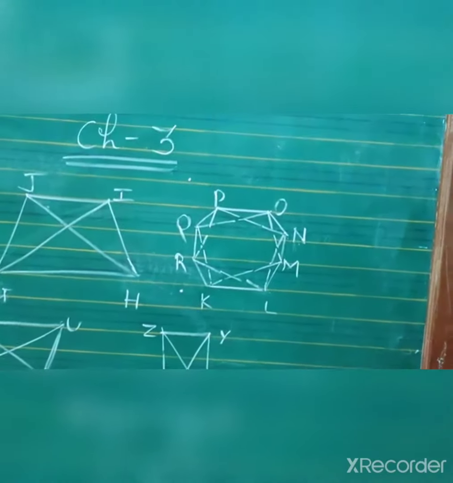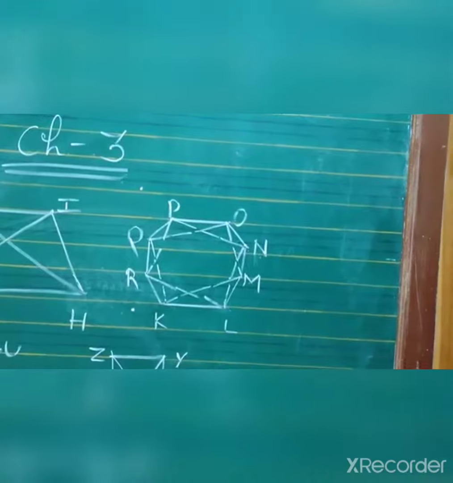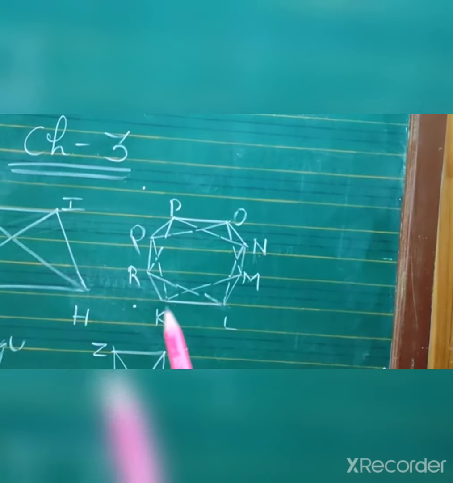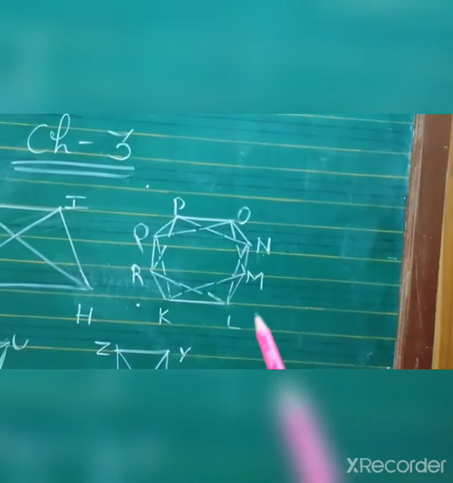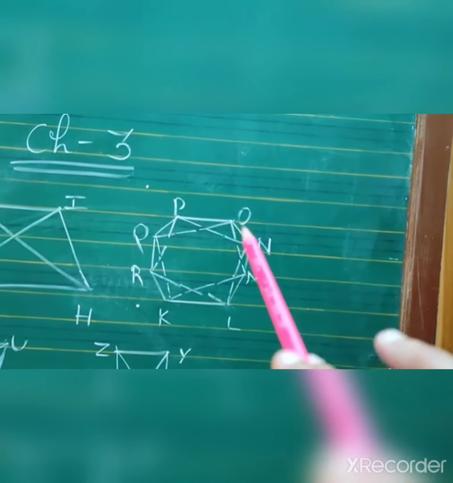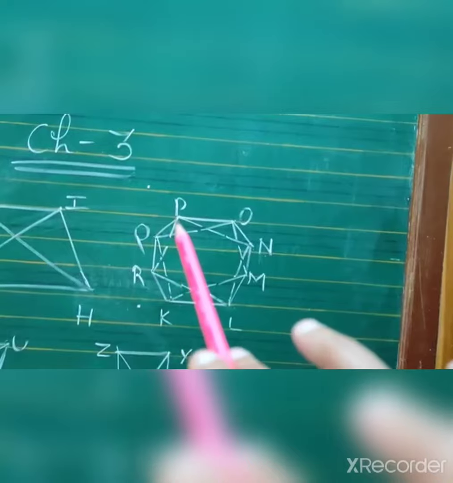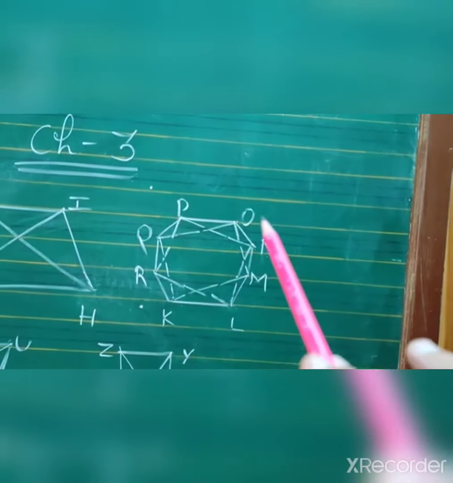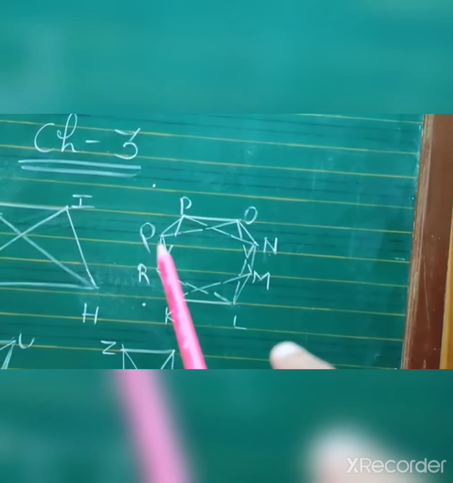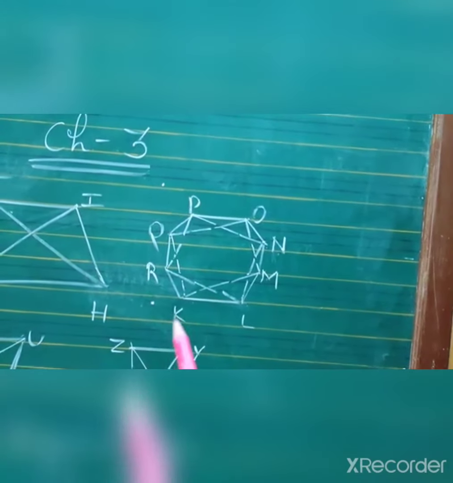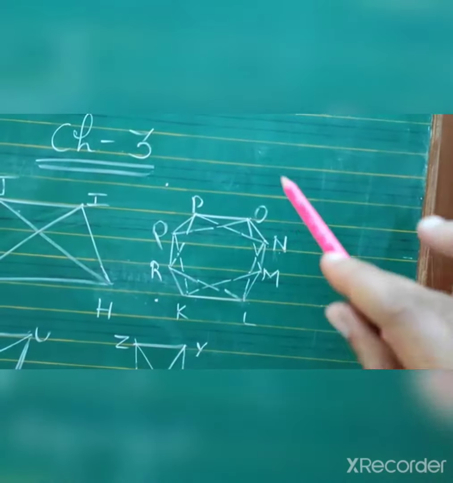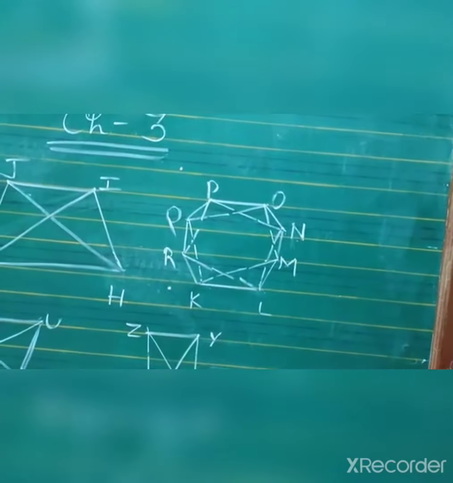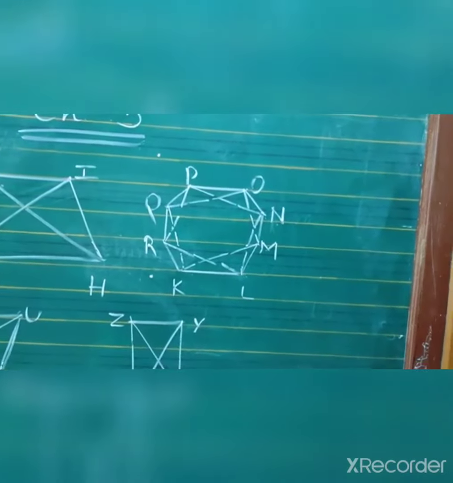Inside the polygons, you can see now here non-consecutive points K to M, L to N, M to O, N to P, O to Q, P to R, Q to K and K to M. These are all diagonals inside the polygons. Now concave.